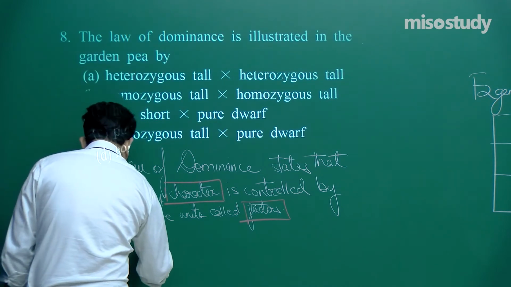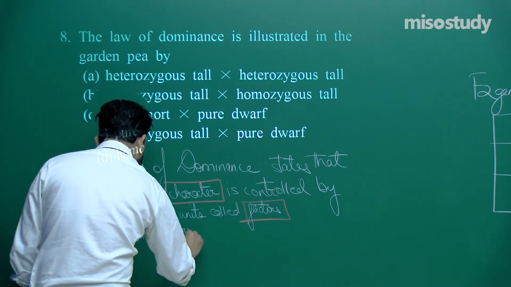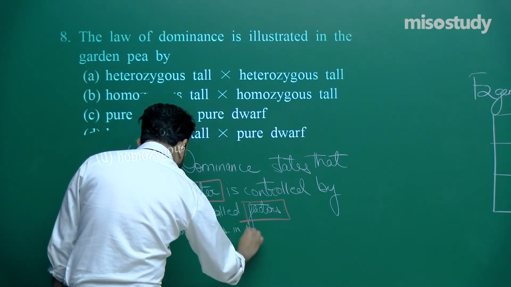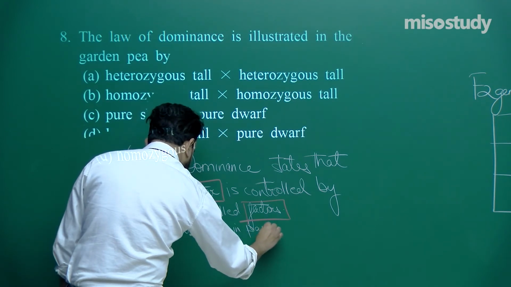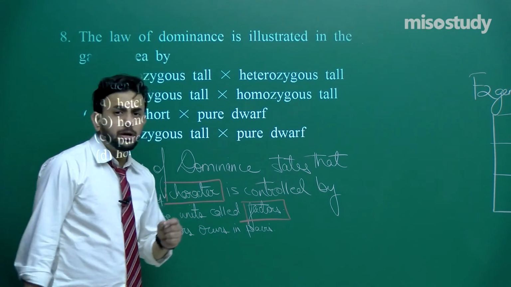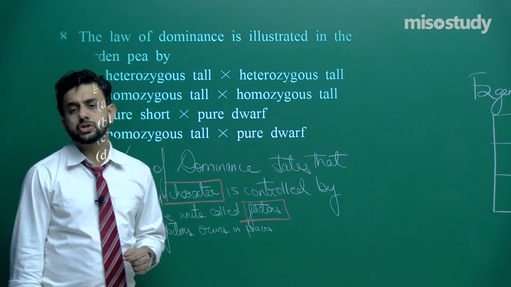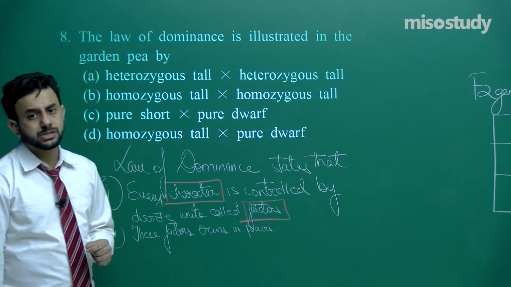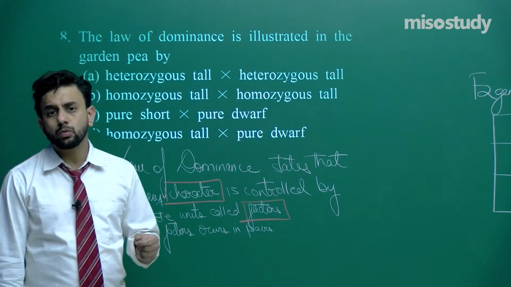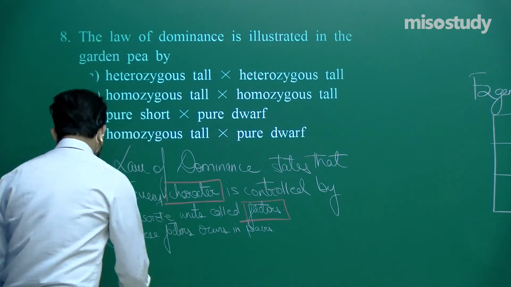These factors occur in pairs. When the factors are dissimilar to each other, one will be dominating the other, and it is called the dominant type, and the one which is being masked is called the recessive type.